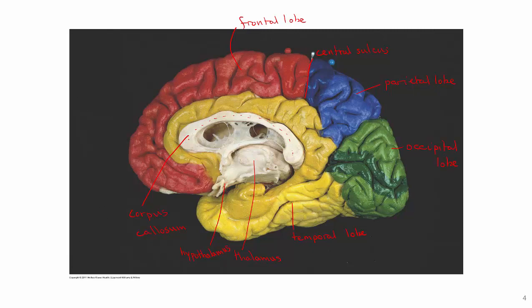So the hypothalamus releases a whole bunch of different hormones that will travel down to the pituitary gland, which is really not shown here, but here's the general location of the pituitary gland.